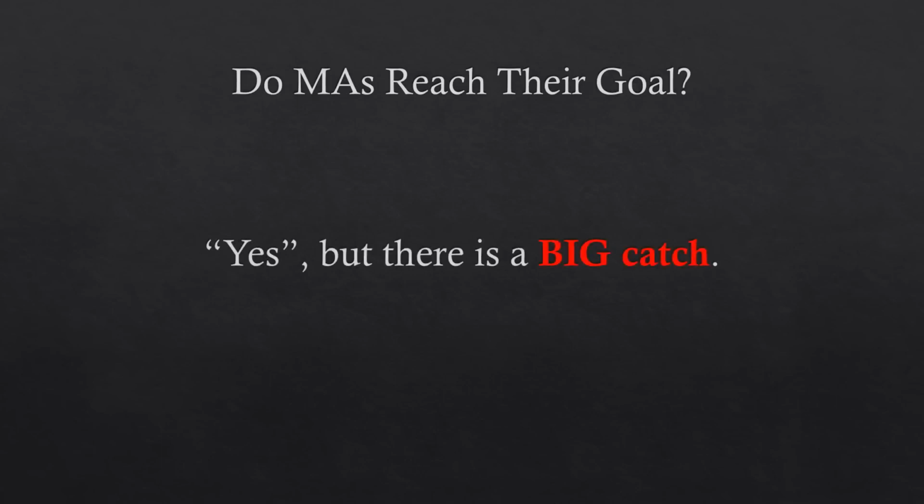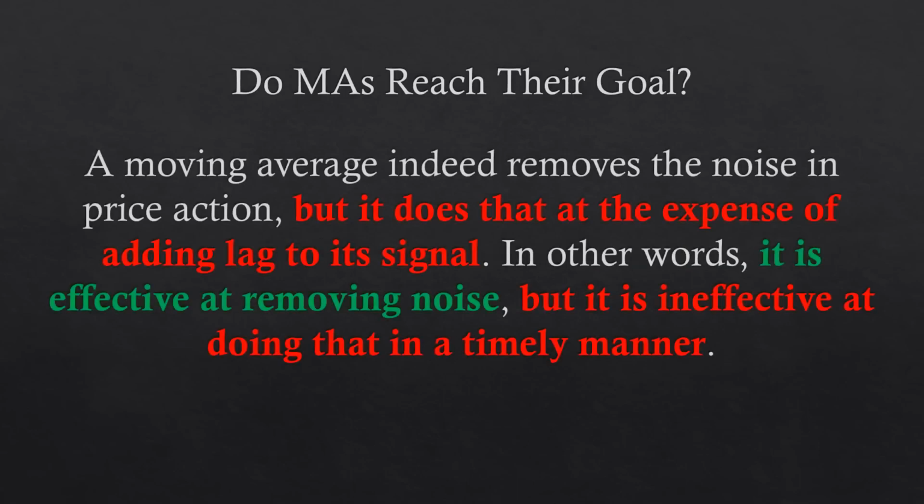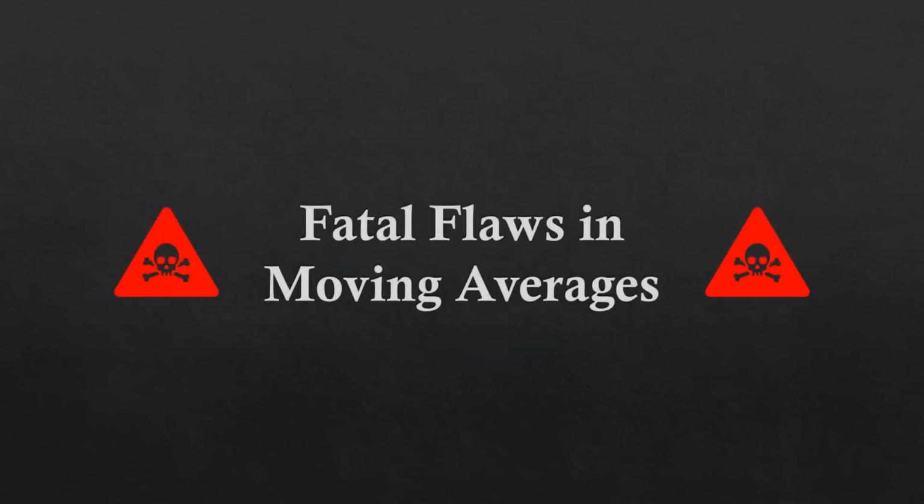Do moving averages reach their original goal? The answer is yes, but there's a big catch. A moving average indeed filters out the noise in price action, but it does that at the expense of adding lag to its signal. So even though it filters price and shows a smooth change in direction, it does that when it's too late. In summary, a moving average is effective at removing noise, but it is ineffective at showing changes in market direction in a timely manner because of lag. This is one of the big problems with MAs. So let's explore this flaw and others in greater detail.